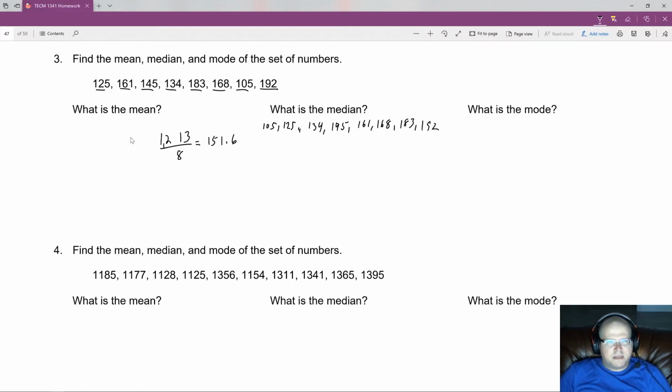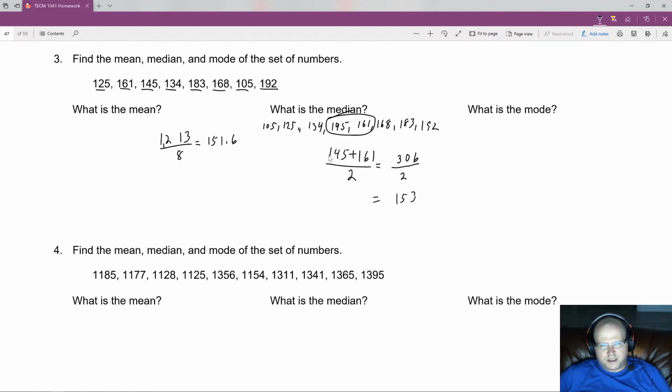Good. Now, what is the middle? Well, there are 8, so that's an even number, so there's going to be 2 in the middle, which is 4 and 5. So you take these two numbers, the 145 and the 161, you add them together and divide by 2. You take the average of the two. So 145 plus 161 is 306. You can divide that by 2, and that gives you 153.